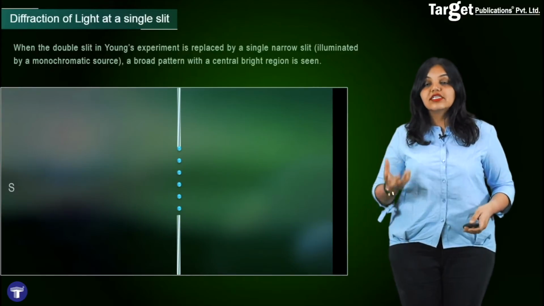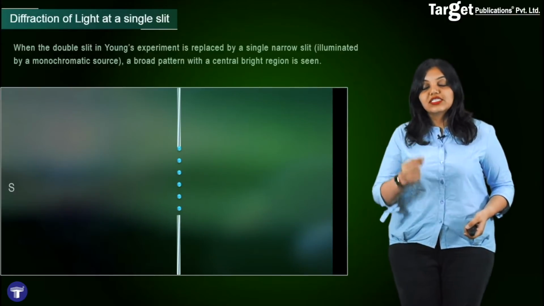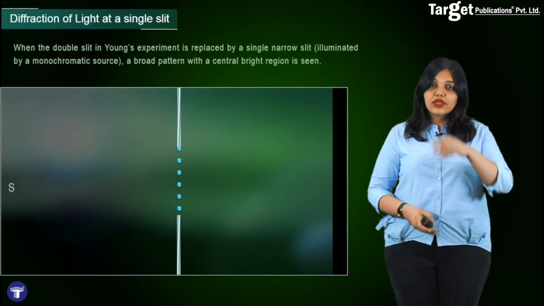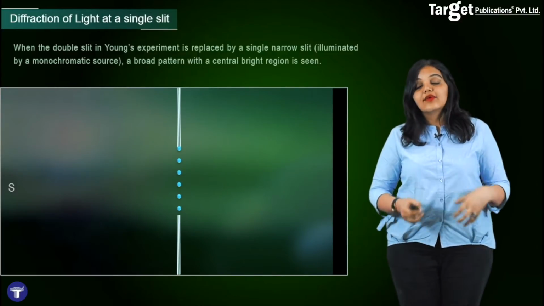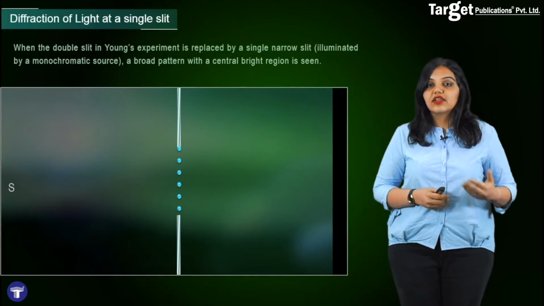There we had two slits which were acting as secondary sources. Here you have a single narrow slit which is acting as your secondary source. The rest of the setup is not changed. You still have a primary source S which is acting as a monochromatic source of light, that is, it will give out light of a single wavelength.